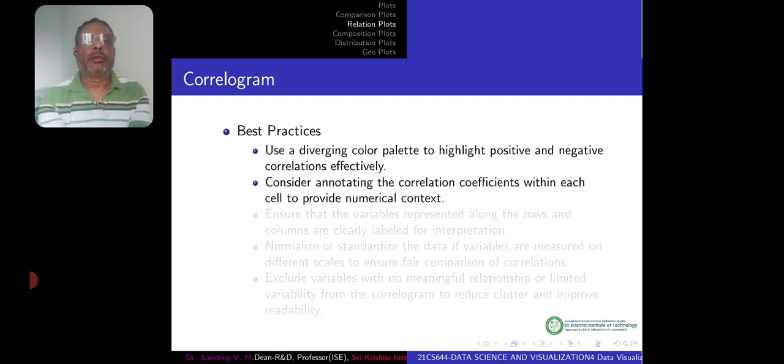Also make sure to annotate the correlation coefficients within each cell to provide numerical context.